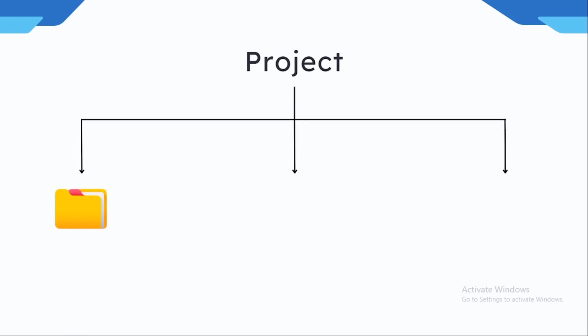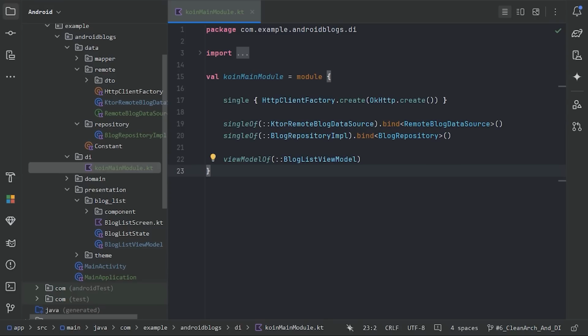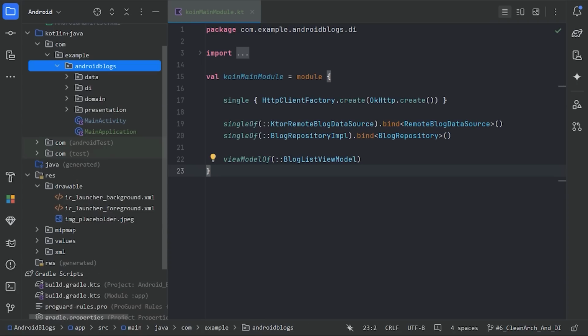First, we have the presentation layer. It handles the UI and user interactions. Next, the domain layer. It has the responsibility of containing the business logic and rules. And next, the data layer. It has the responsibility of managing the data sources and handling data operations. Here we implement the repository interfaces defined in the domain layer. And as we can see in our project, we have already divided our whole code base into these three layers. Now let's see what components each layer contains.